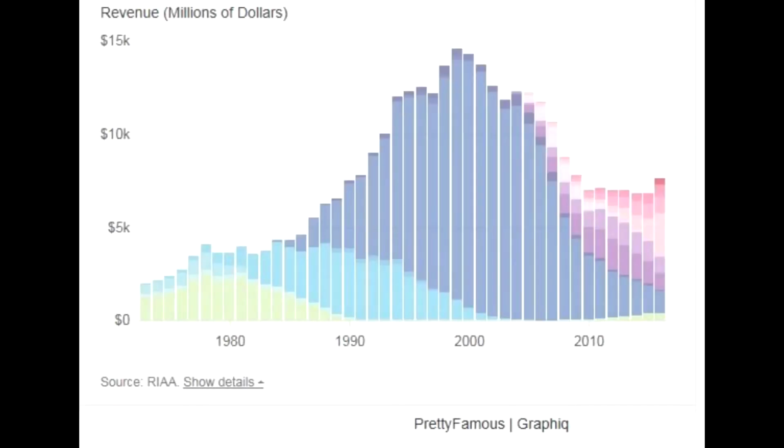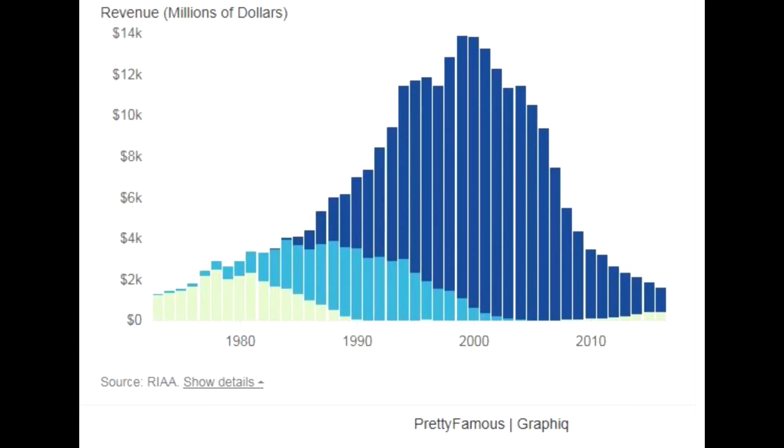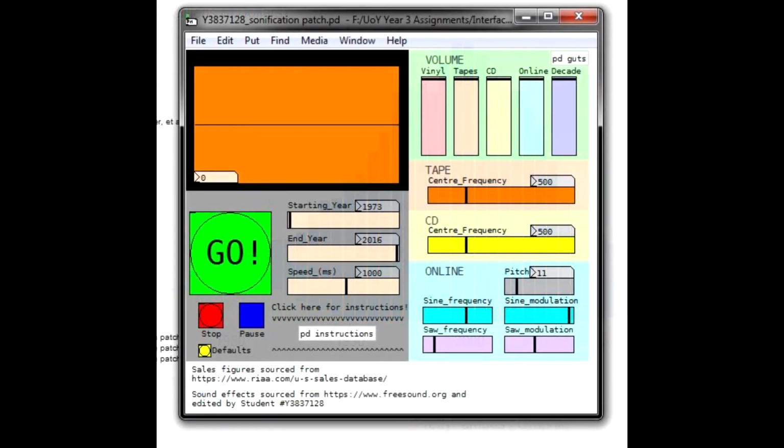I found the sales figures in millions of dollars for music formats in the United States between the years of 1973 and 2016. I copied the values into 4 notepad files, one for each format, and then integrated those into this patch. The sound you're hearing right now is a combination of 4 sounds, one representing each music format. Their volumes in relation to one another are representative of the sales in millions of dollars for that year. So if, for example, the cassette hiss is much louder than the vinyl crackle, that means that cassettes sold much more than vinyl in that year.